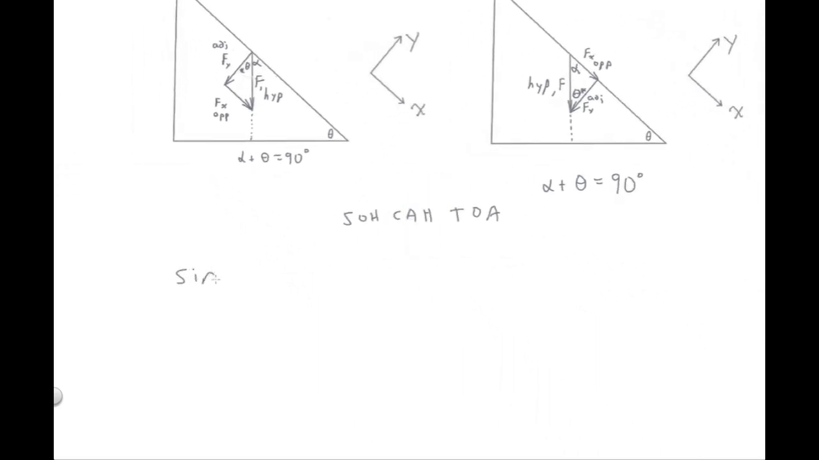So we have that the sine of theta is opposite over adjacent. Cosine theta. Oops, got that wrong. Sine of theta is opposite over hypotenuse. Cosine of theta is the adjacent side over the hypotenuse.